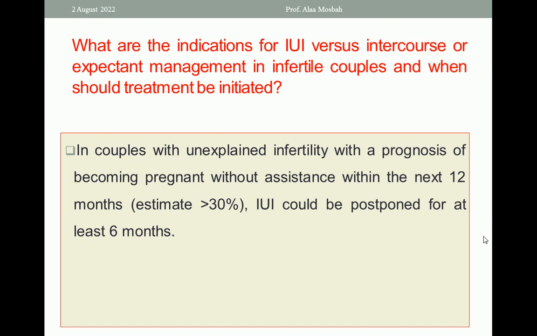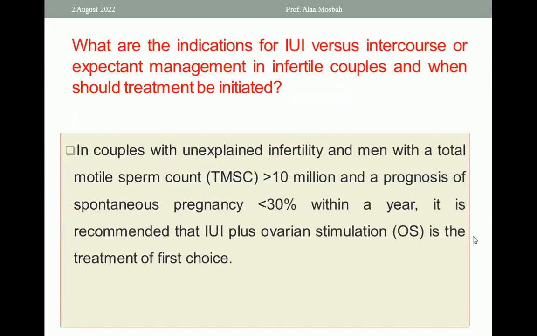So, if we have a couple with unexplained infertility and the prognosis of becoming pregnant without assistance within the next 12 months is estimated at more than 30%, you can wait at least 6 months for the natural process, intercourse, and so on, without IUI. Okay? So don't be in a hurry.